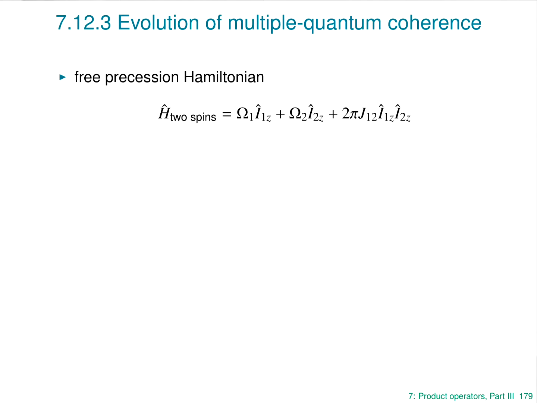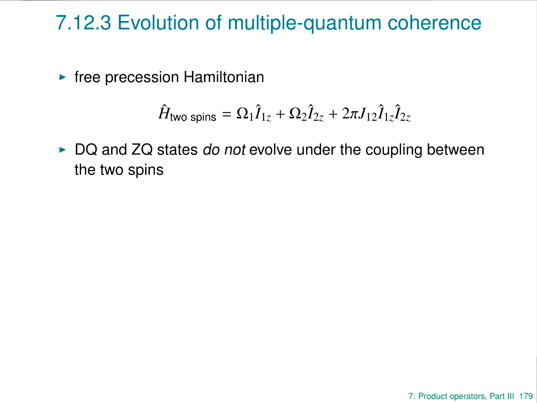Now the last thing is, how do these double quantum terms evolve in time? Because you know how things like Ix and Iy evolve under shift, under offsets and under couplings. But we now need to look at how double quantum evolves. So the free precession Hamiltonian, the one that we've been using already, has got three terms in it: the offset of spin 1, the offset of spin 2, and the coupling term. And the slightly strange thing is that double and zero quantum states are completely unaffected by the coupling term. So if you've got double quantum between spins 1 and 2, that simply is unaffected by the coupling between spins 1 and 2. Turns out actually to be quite a useful property.